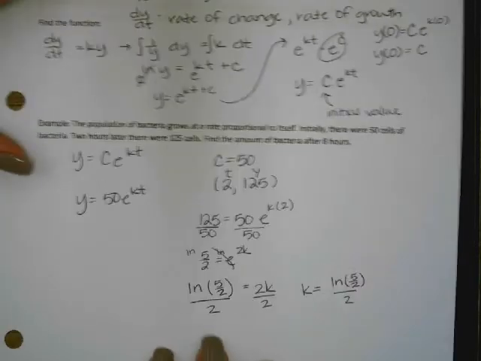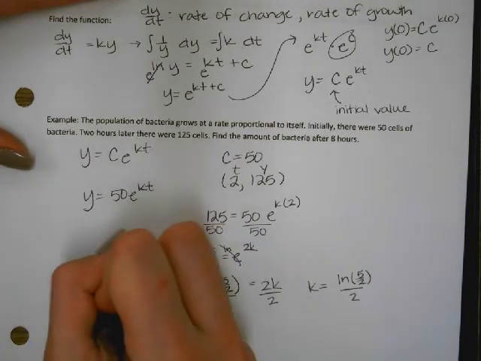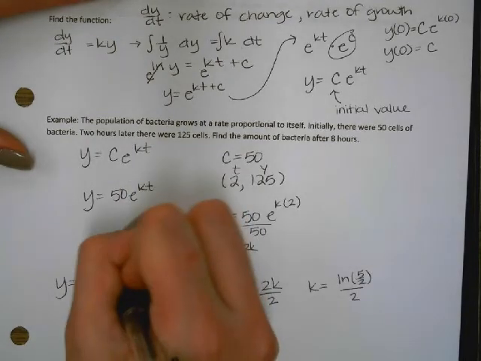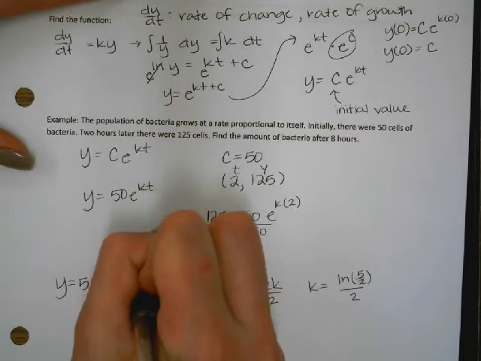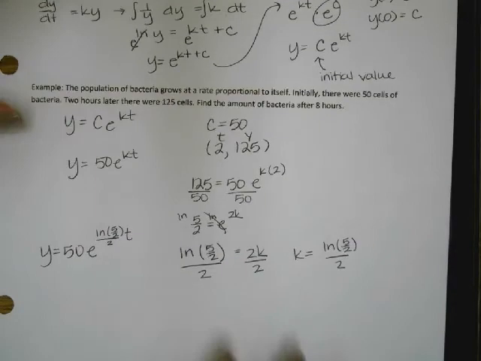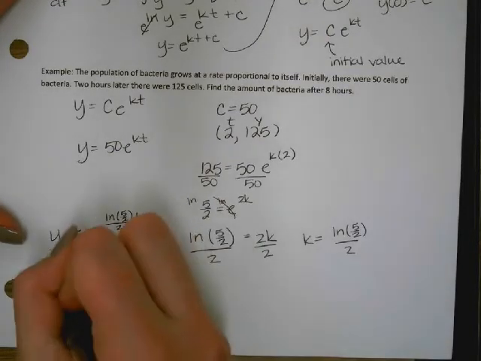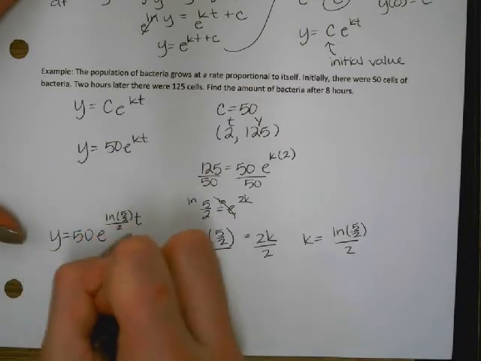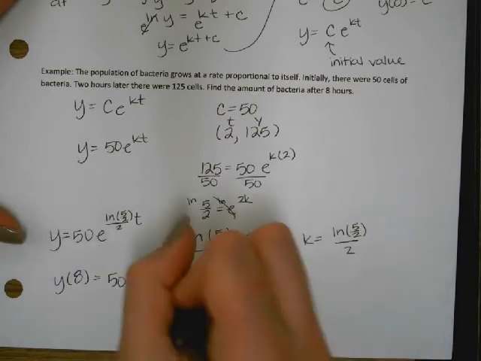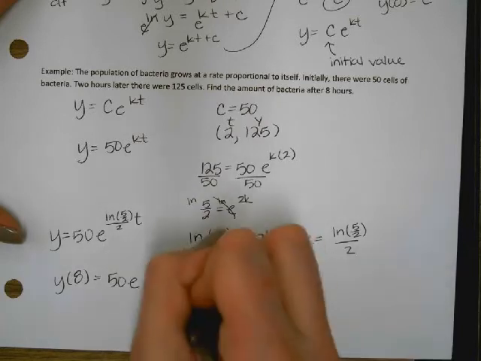So now I know that if I'm looking at this equation specifically, I'm going to say y equals 50e to the, and then my k was that whole mess. There's my equation right there. So now they want us to find the amount of bacteria after 8 hours. So that means I'm going to be taking this equation right here, and I'm plugging 8 in for t. So I'm going to say y of 8 for my 8 hours is 50e to the ln of 5 over 2 divided by 2 multiplied by 8.